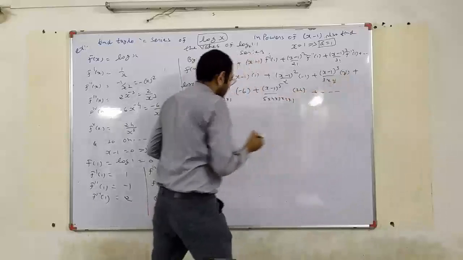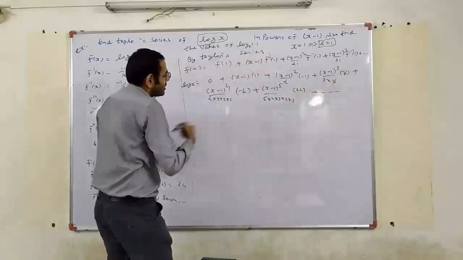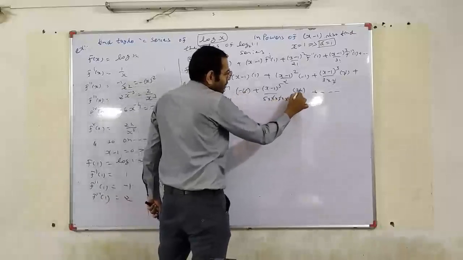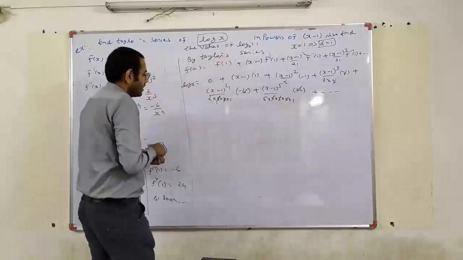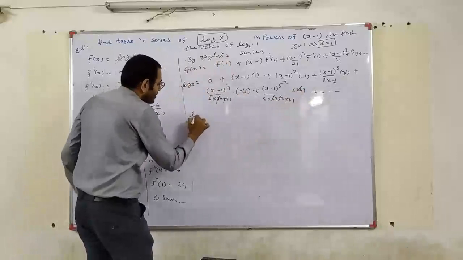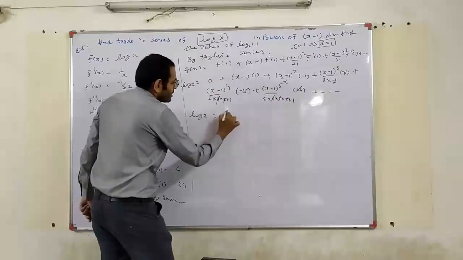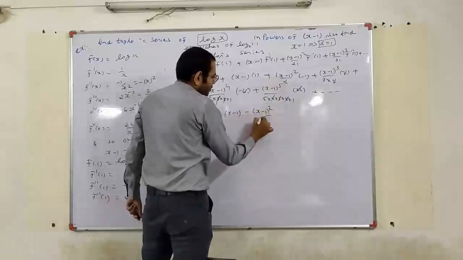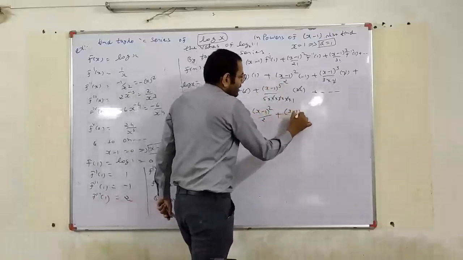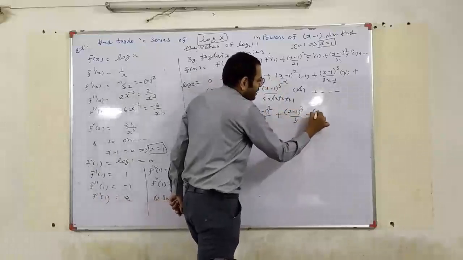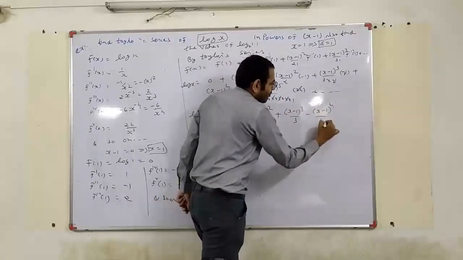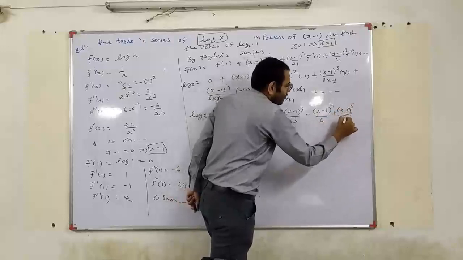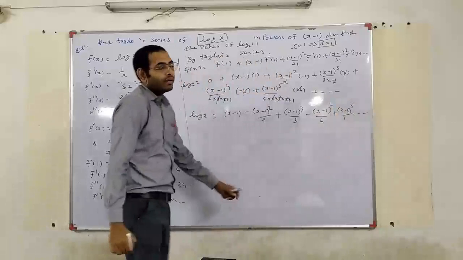Here the 2 cancels out, here the 3 factorial, which is 6, cancels out, and 4 times 3 is 12, times 2 is 24, which also cancels out. Then our Taylor series is log x equal to (x minus 1) minus (x minus 1) whole square by 2 plus (x minus 1) whole cube by 3 minus (x minus 1) raised to 4 by 4 plus (x minus 1) raised to 5 by 5, and so on.